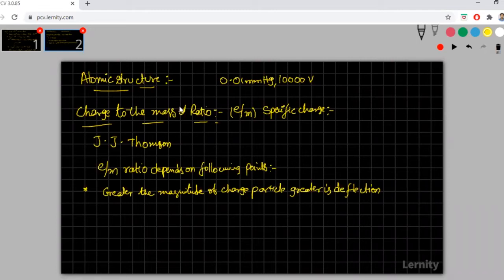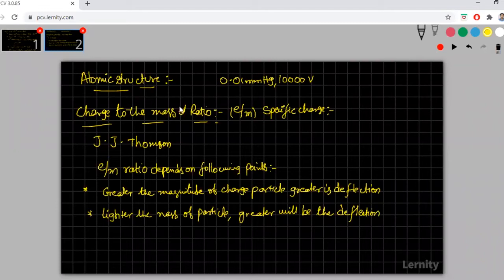Next important point: lighter the mass of the particle, greater will be the deflection. Understand clear?